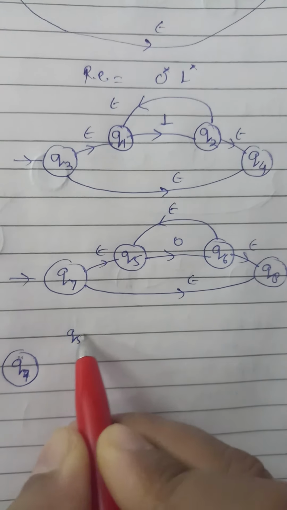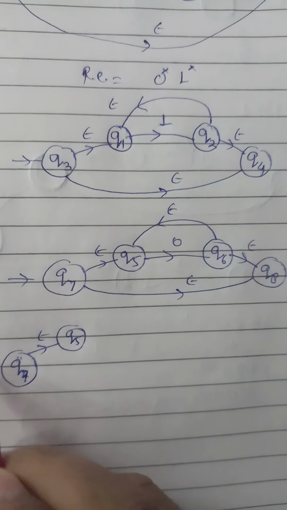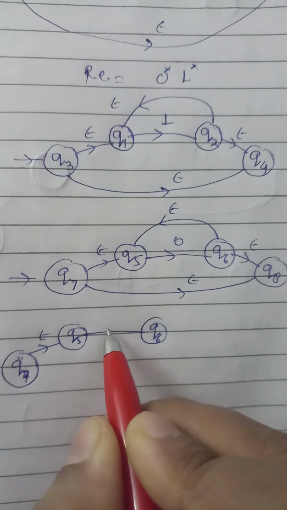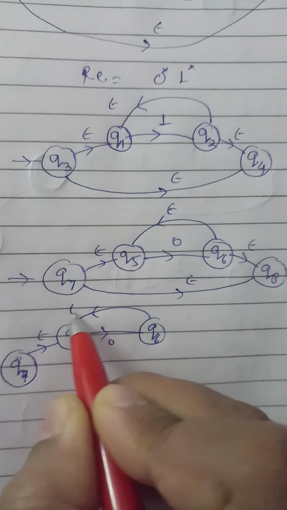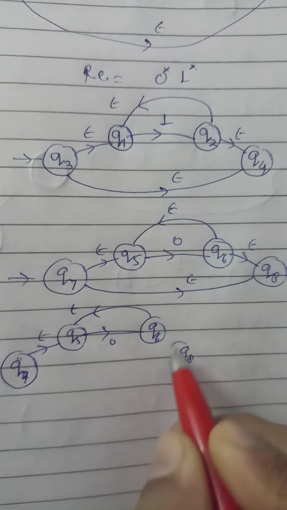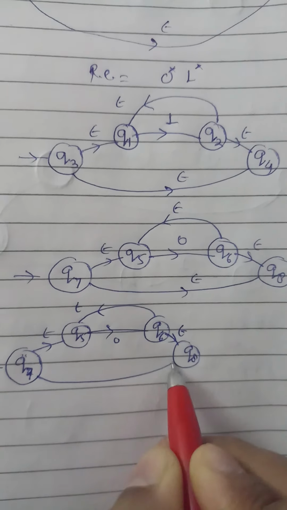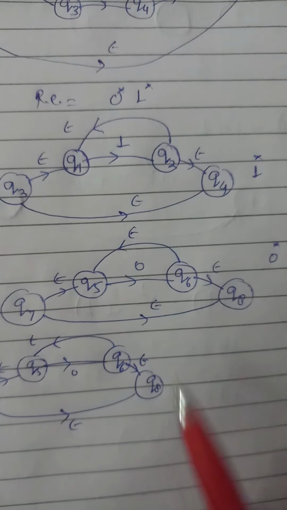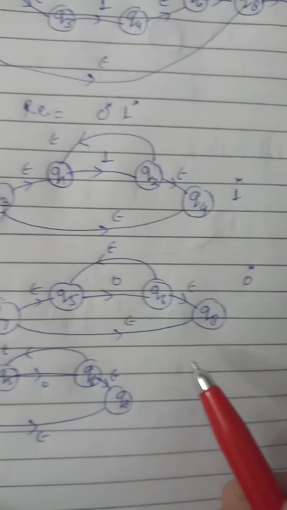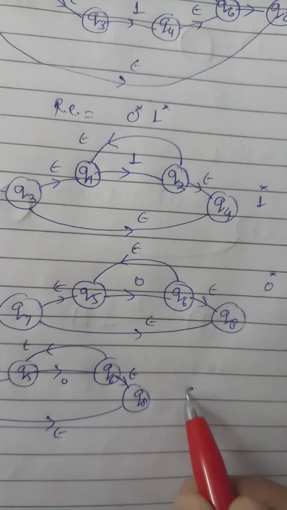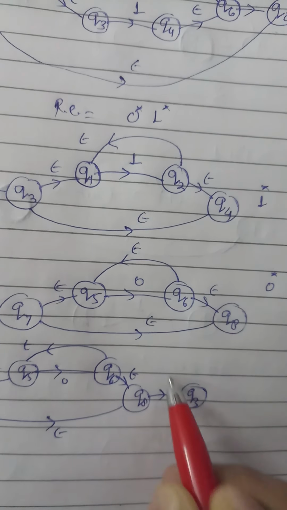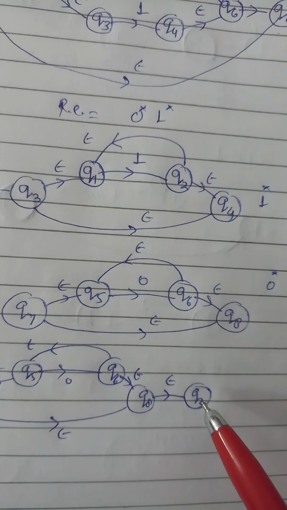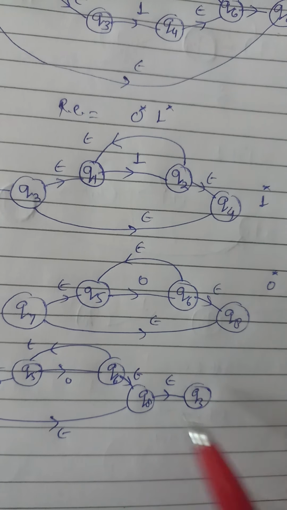Q7, Q5, Q6 with 0, epsilon, Q8, epsilon, Q7 to Q8 epsilon. So this will be 0*, and we will add 0* to 1*. So we write Q3 here, and add it with an epsilon move. This is 0*, and we are adding 1*, so we add this with an epsilon move.